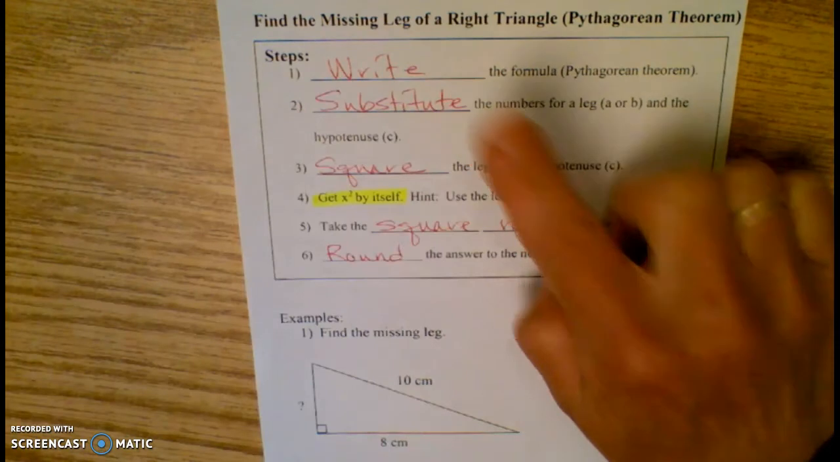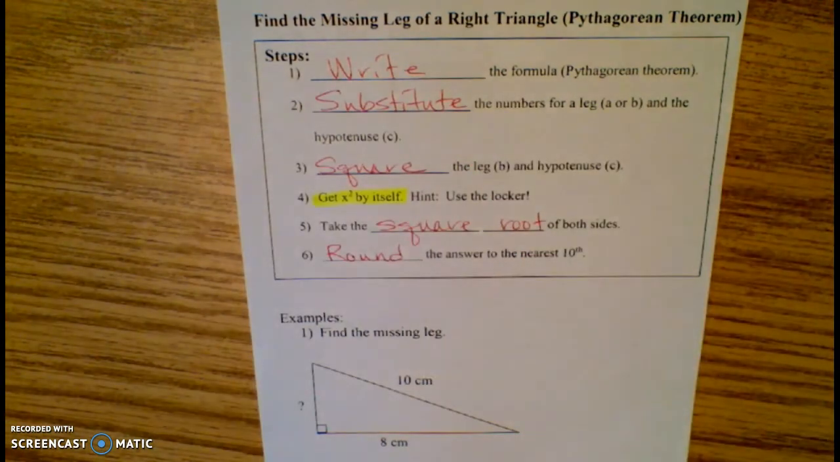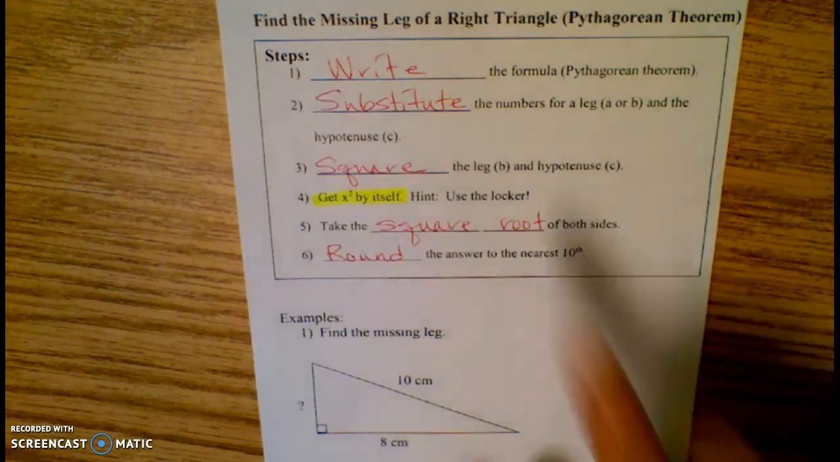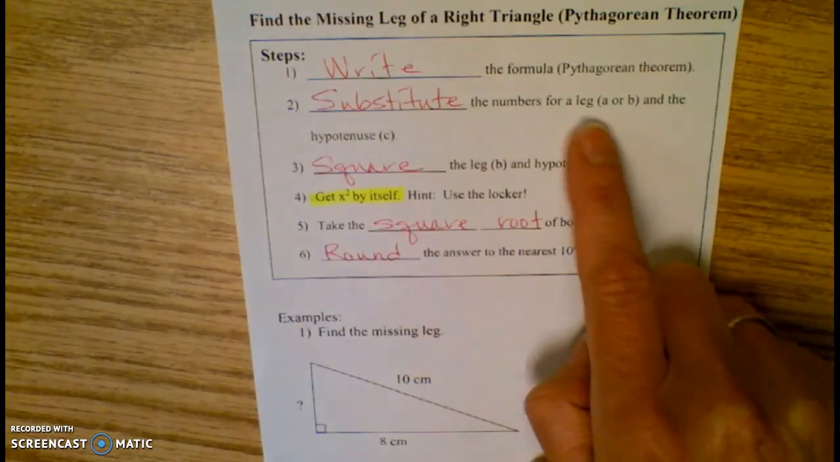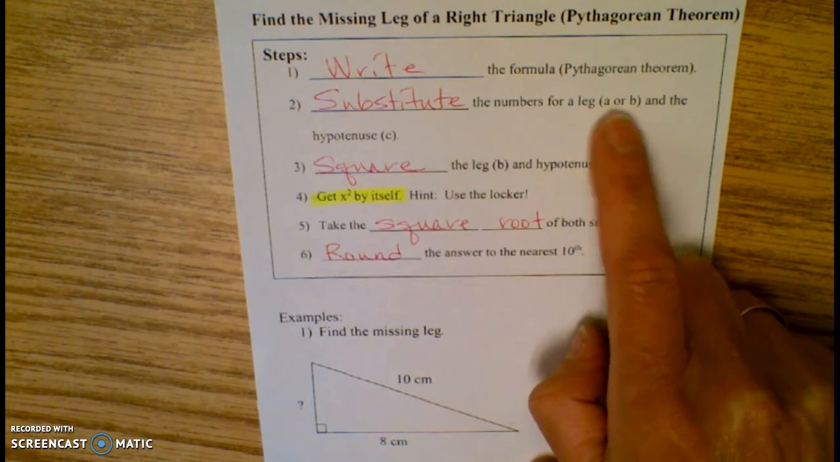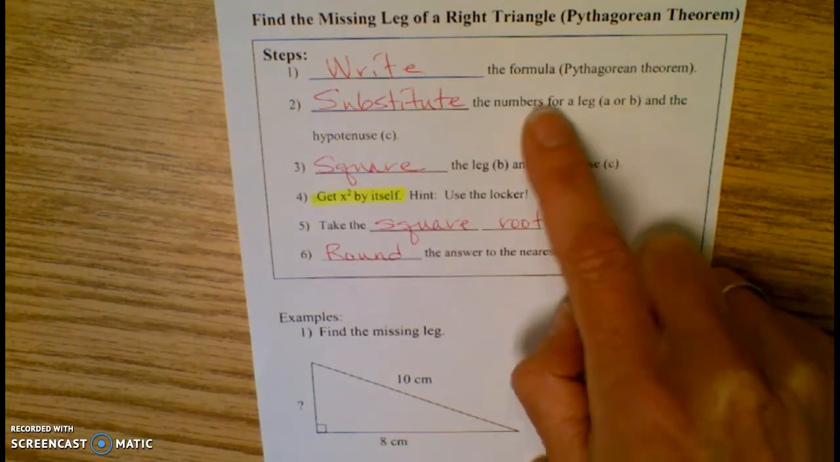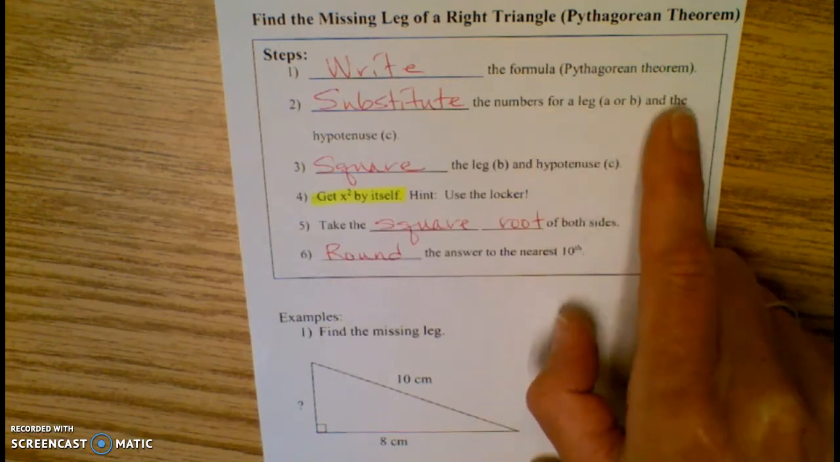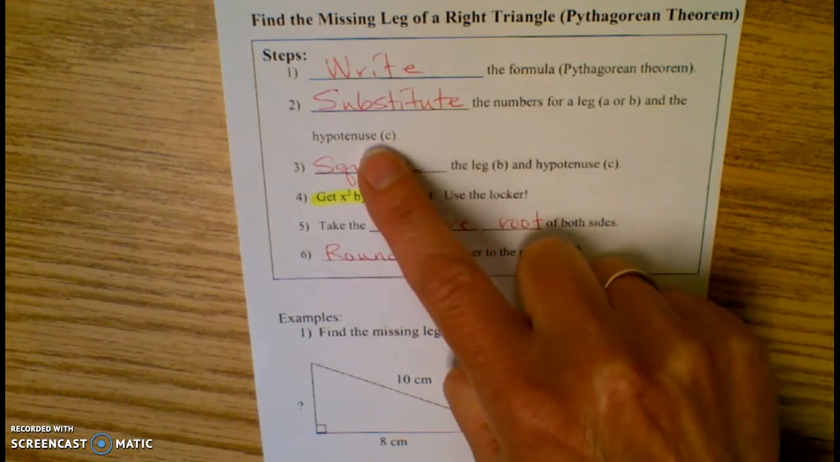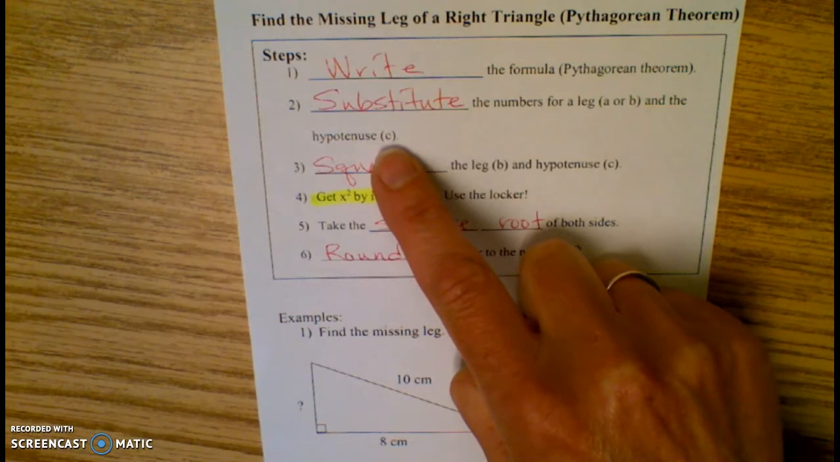So that's the first thing you want to do when you're working on these problems as well. You're going to write down that Pythagorean theorem. You're then going to substitute the numbers for one of your legs. It doesn't matter if you substitute it in for the A or the B, but it just has to be one of the legs. And you're going to be substituting for the hypotenuse this time. So you're going to have C plugged in as a numerical value today.